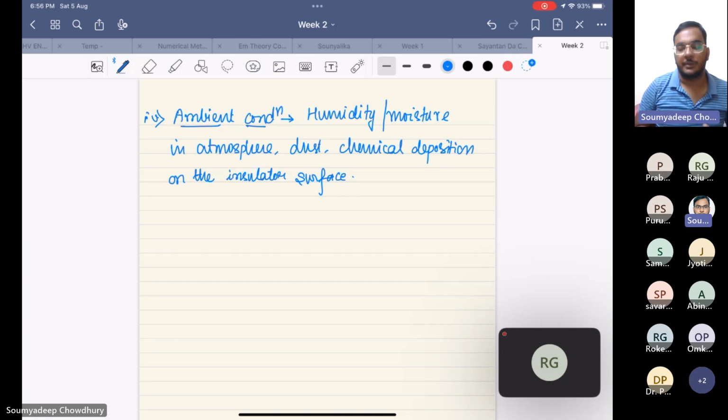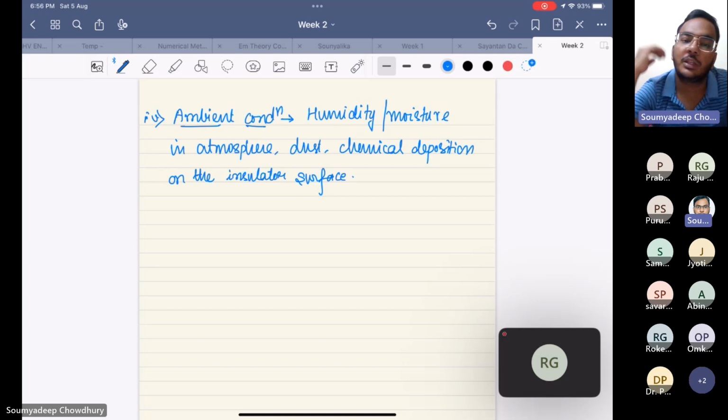What is the normal atmospheric pressure? Any idea? So the normal temperature is taken as 27 degrees centigrade or 300 kelvins, and the normal pressure we consider as 760 millimeters of mercury, right? That is the standard temperature and pressure.